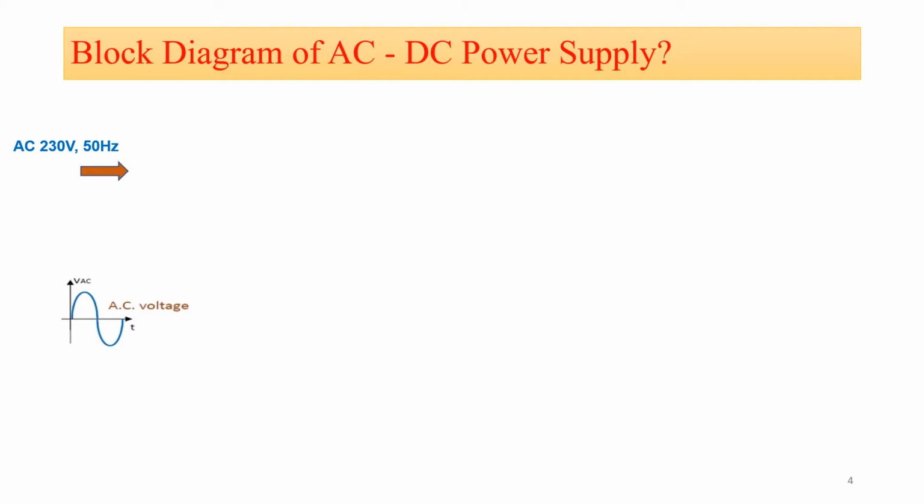As at the output we require the minimum voltage as compared to our input voltage, that's why we will require the next block, that is transformer. Again, transformers are divided into two types, that is step up transformer and step down transformer. But in the block diagram of AC to DC power supply, our objective is to minimize the supply from your electricity board. That's why here we will require the step down transformer.